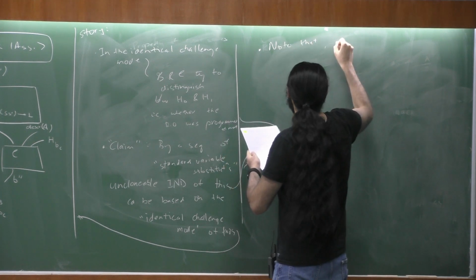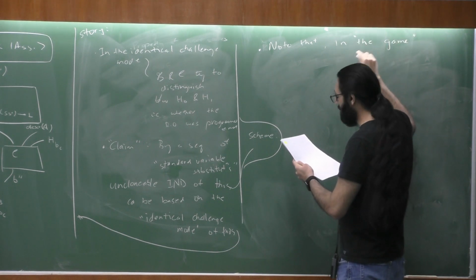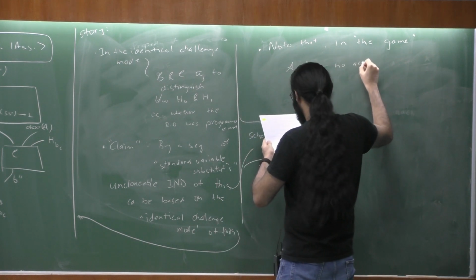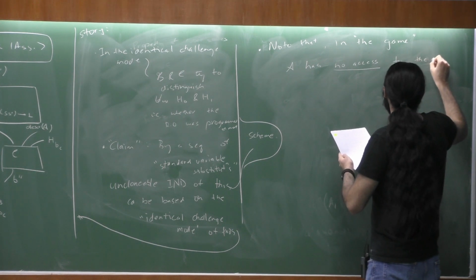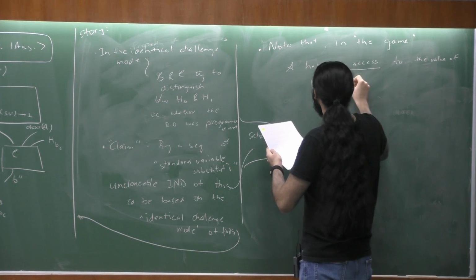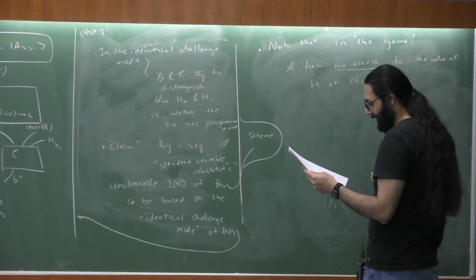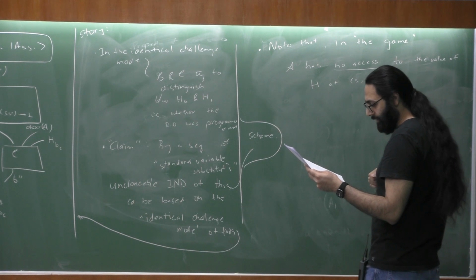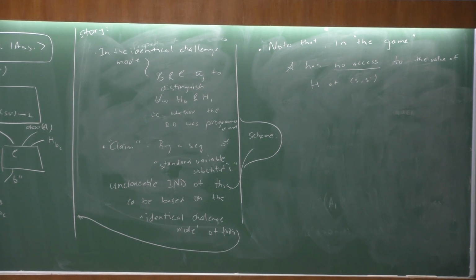So note that in the reprogramming game, right? So in the game, I'm being slightly lazy with the writing. Okay. So A has no access to the value of H at SS prime. Okay, that is very strange. You are explicitly giving it the value. Did I mess up? What did I mess up?